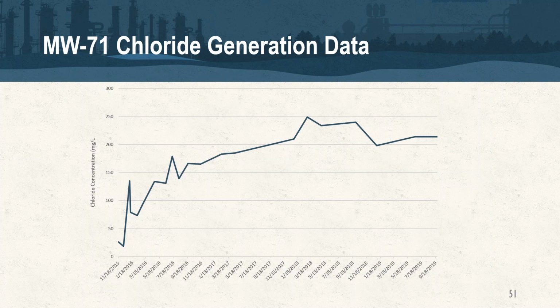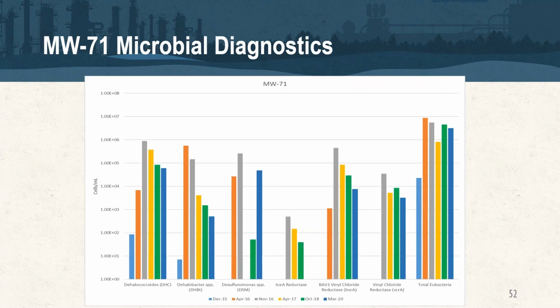I mentioned chloride as being one of the indicator parameters that we can look for. This is really applicable for the DNAPL or high concentration sites. At most low concentration sites, you're not generating enough chloride to distinguish that concentration increase. So this is something we look for on higher concentration sites. Same thing with ethylene and acetylene as well. And I mentioned the microbial diagnostics data.